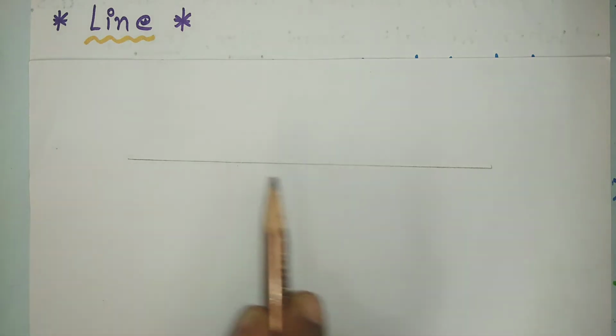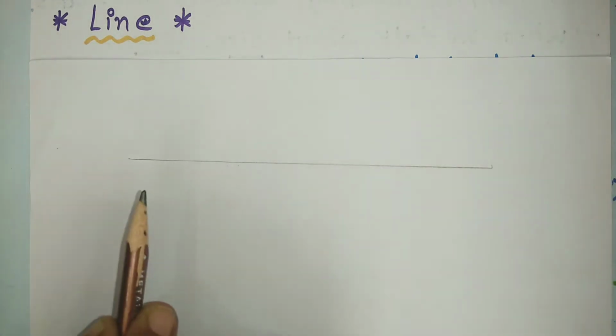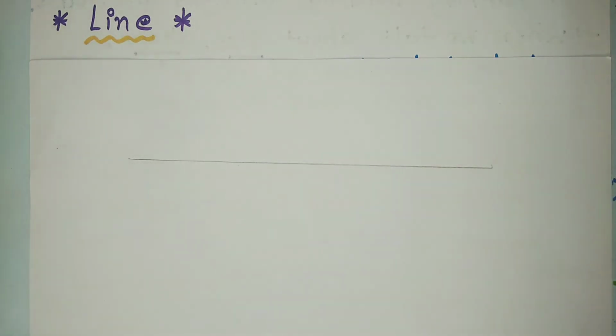A line has length only. If I measure this line, it has length only. It has neither width nor thickness. A line can be extended indefinitely in both directions along its length. I can extend this line to the right-hand side as well as to the left-hand side.